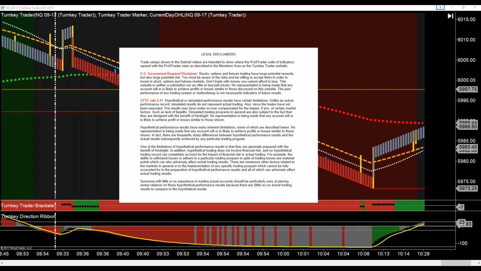All right, so first we'll look at our legal disclaimer here. Basically it says that since we're looking at historical examples, they have limited value, although they are still good for educational purposes, but of course past results are not indicative of future performance. I'm sure we've heard that quite a bit.